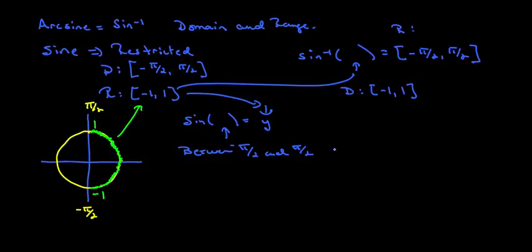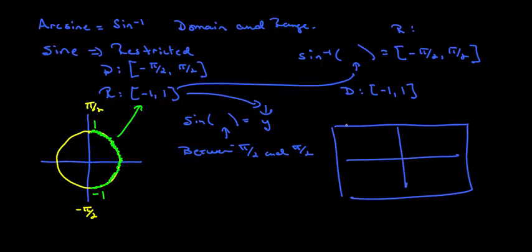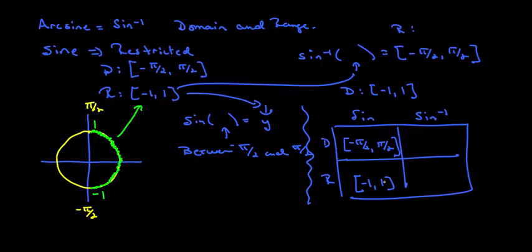So when we make our little domain range table that you guys have there in that grid, here's sine, here's arcsine, here's domain, here's range. Let's block this off here. So the domain of the regular sine function is restricted to -pi/2, pi/2, and its output is from -1 to 1.